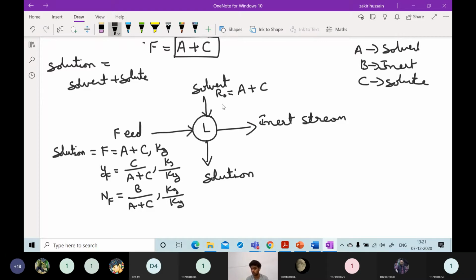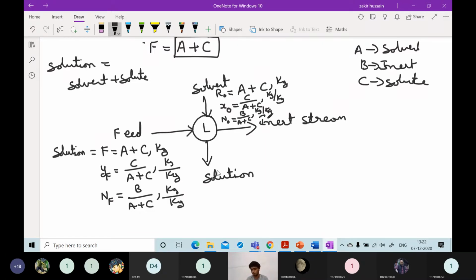Then, to take care of the solute composition, we take X naught, the weight fraction of solute in the solvent phase on a B free basis, so with respect to A plus C, the solution. Then N naught is the weight ratio of inerts with respect to solution, A plus C. This is in kg per kg, and R naught will be in units of kg, while N naught is also in kg per kg.